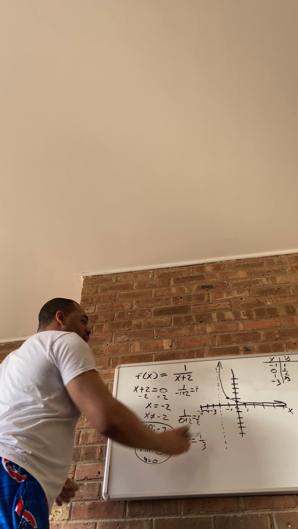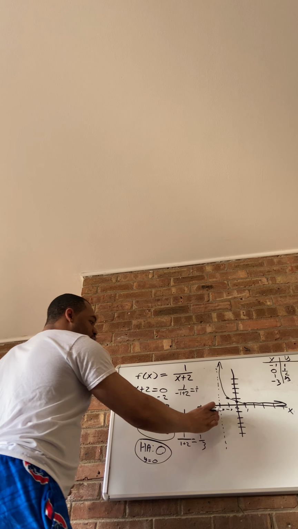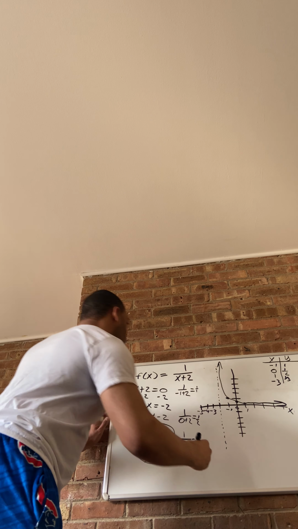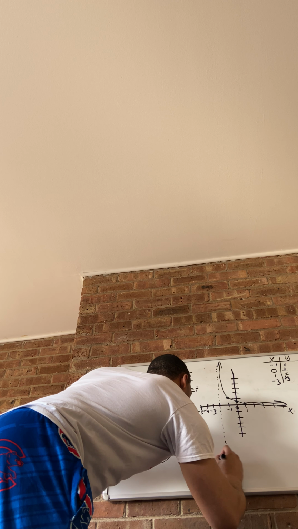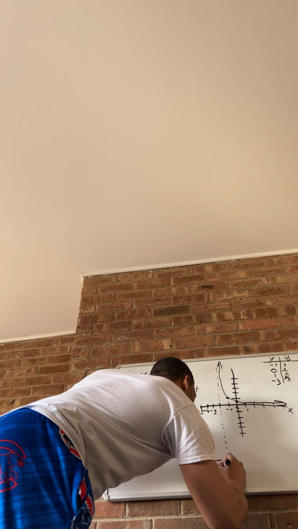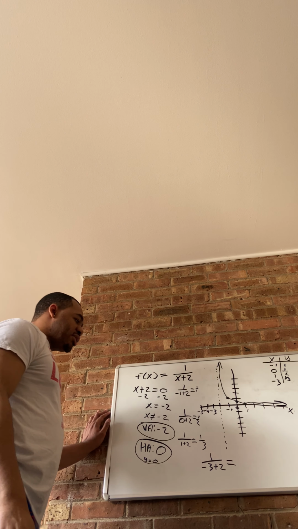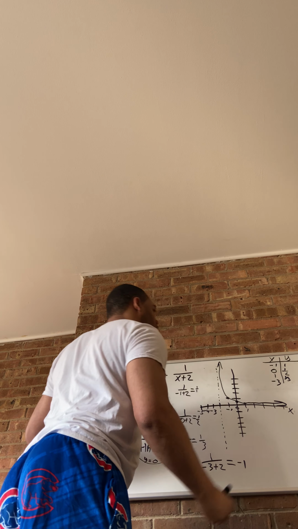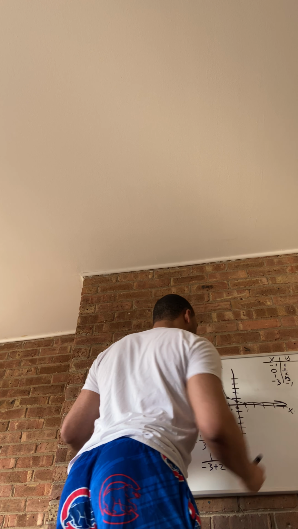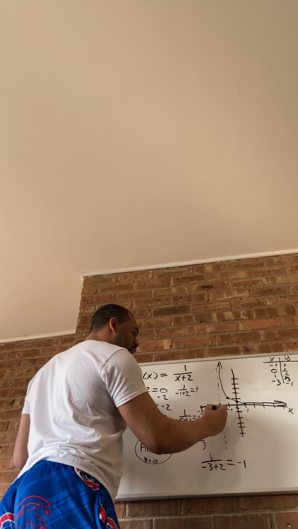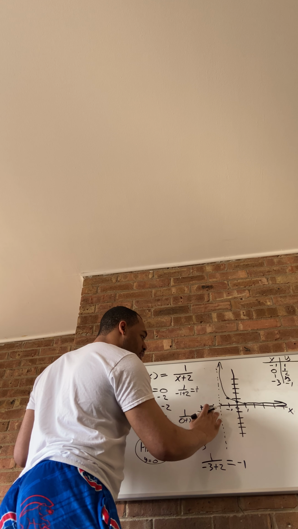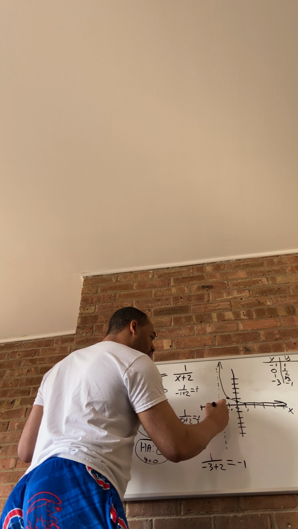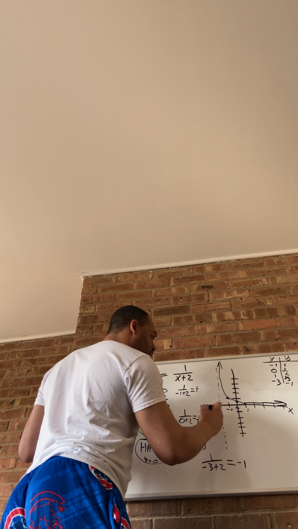On the left side of my vertical asymptote, I would choose these 3 points. So I'm going to plug in negative 3. I get 1 over negative 3 plus 2, which is equal to negative 1. So at negative 3, negative 1, I'm going to erase this so I can show the point a little better. At (-3, -1), I have a point right here.